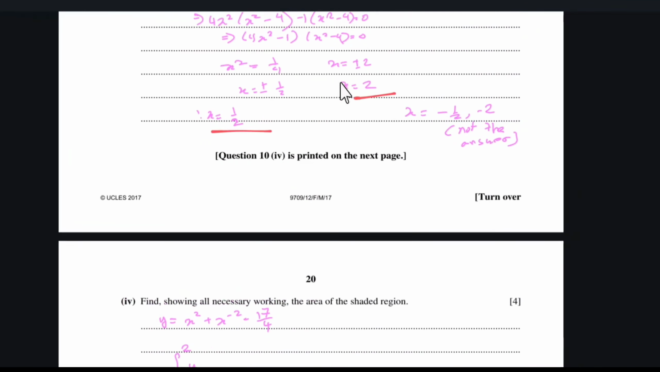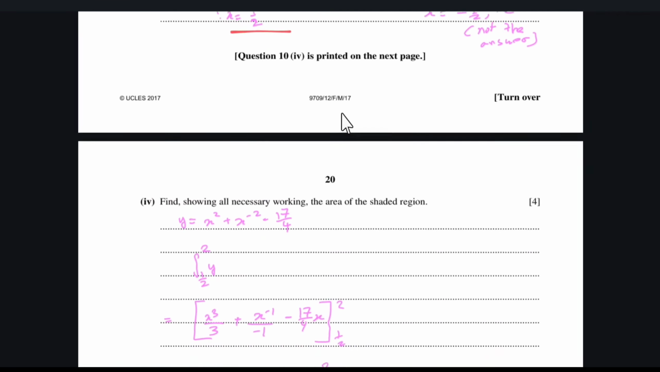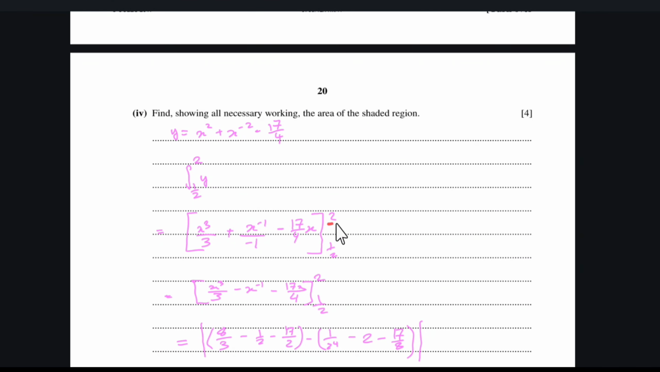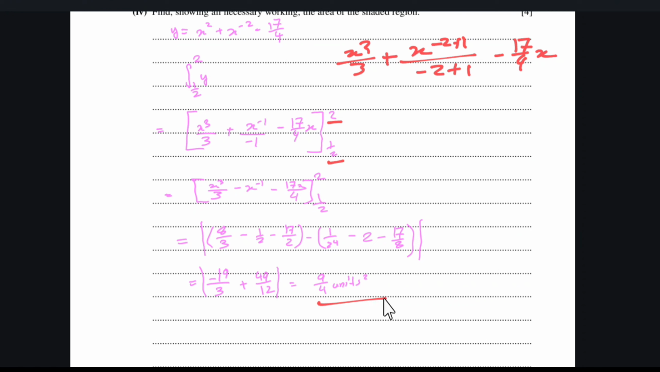So we know the coordinates of B and C, that is 1 by 2 and 2. So we have to integrate y with limits 1 by 2 and 2. Integrating y, x squared becomes x cubed by 3. X to the power negative 2 becomes x to the power negative 2 plus 1 by negative 2 plus 1, and minus 17 by 4 becomes minus 17 by 4 x. Then substituting these two values, we get an area, that is 9 by 4 units squared for the area of the shaded region.